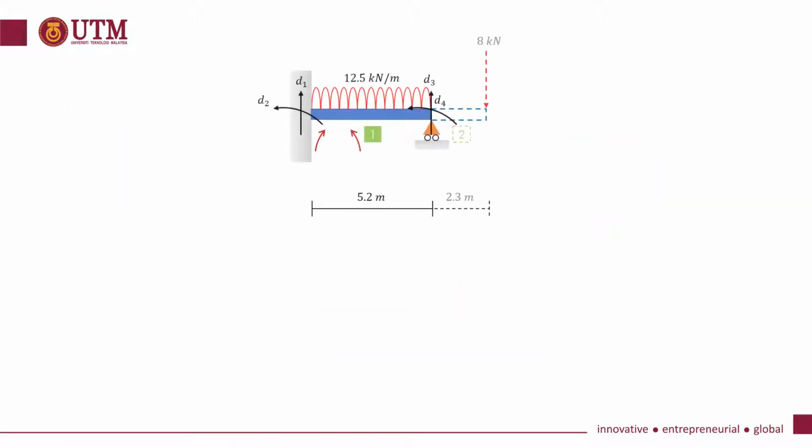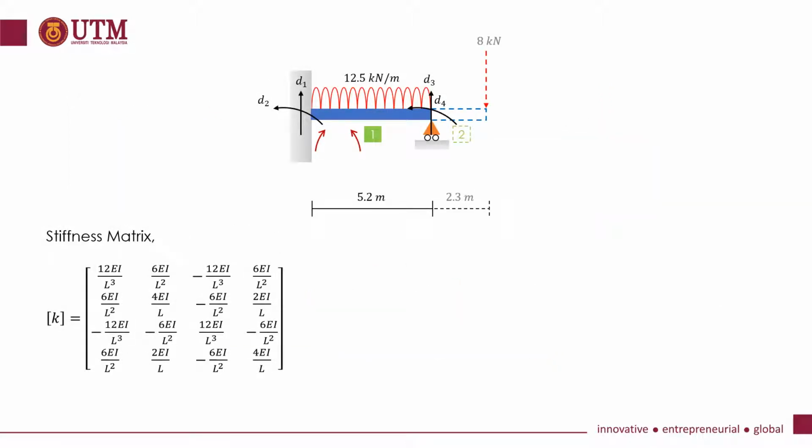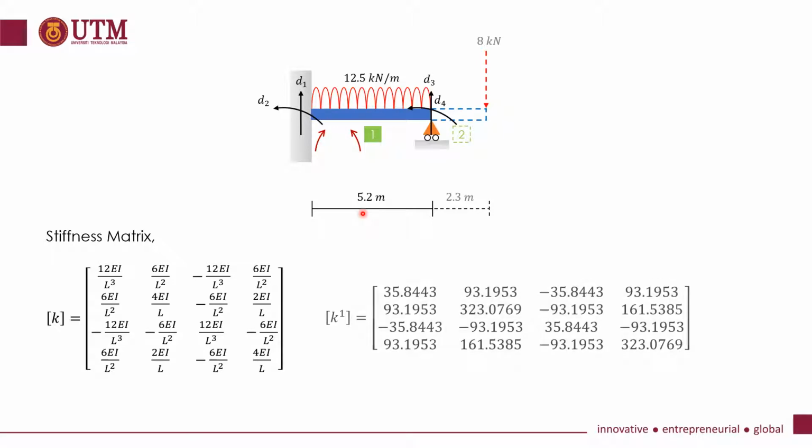Let's move on to the stiffness matrix. This is quite an easy part because you need only to substitute all the values here: the Young's modulus, the moment of inertia, and also the length of 5.2 meters. So these would be the values.